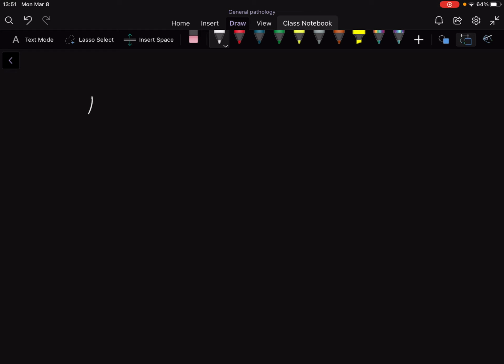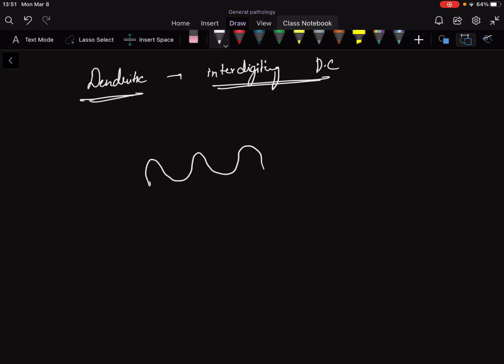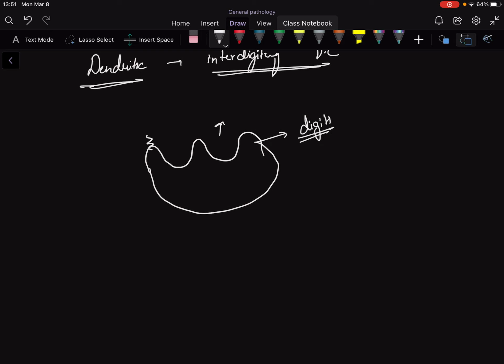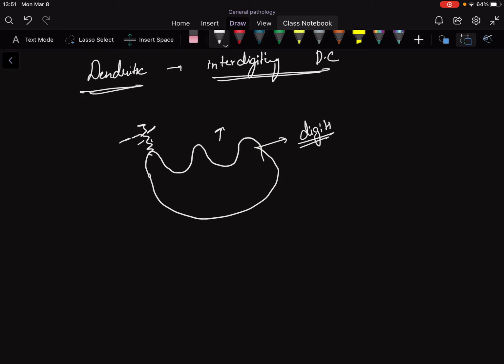So dendritic cells are also called interdigitating dendritic cells. Okay, so what is meant by this? Suppose this is the dendritic cell here. They have these processes. These processes are like digits. These are the digits, and they have this space in between them. So they are called interdigitating dendritic cells, and these look like dendrites, right? So hence the name interdigitating dendritic cells.